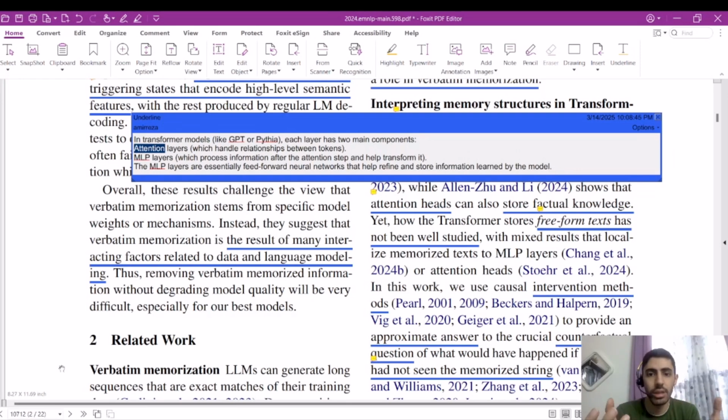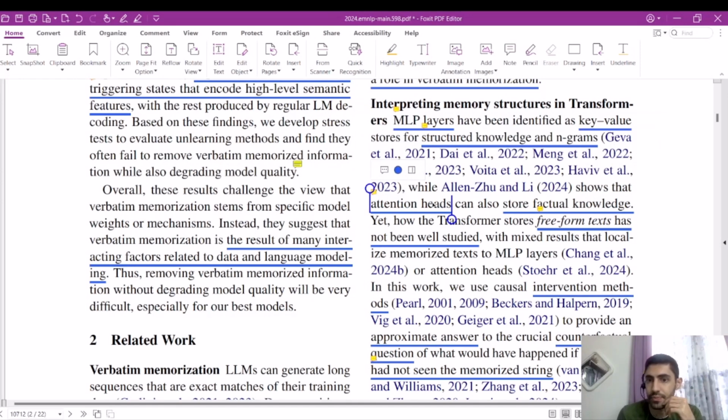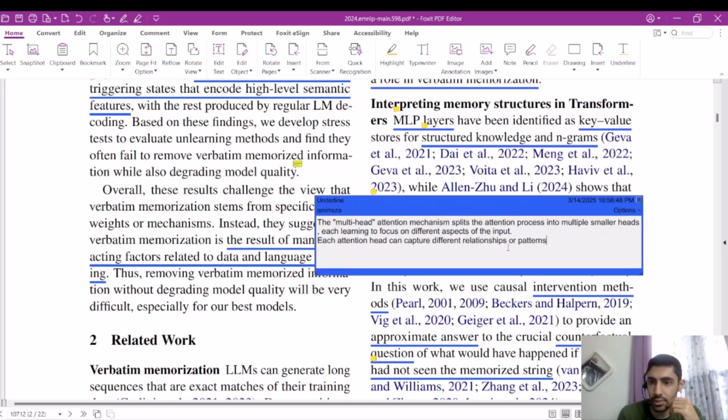Attention layers are actually some heads, attention heads. I believe I provide more information about them in another note. As you can see here, attention heads and MLP layers. I would not explain it here; I would explain it there. MLP layers process information after the attention step and help transform it to another representation. The MLP layer is essentially a feed-forward neural network, the common neural network that we have, that helps refine and store information, make the information a better structure and store information learned by the model. Some parts, for example machine learning as a 2-gram, would be saved and used in text generation. So yeah, we have got this, and a little talk about the attention head.